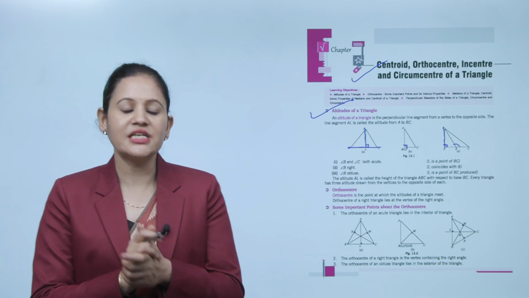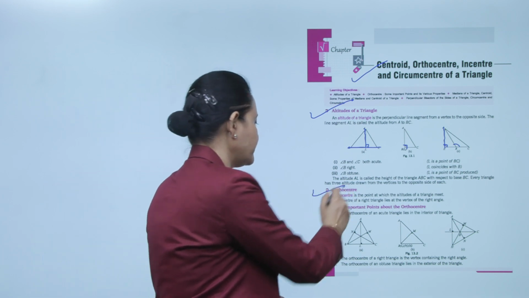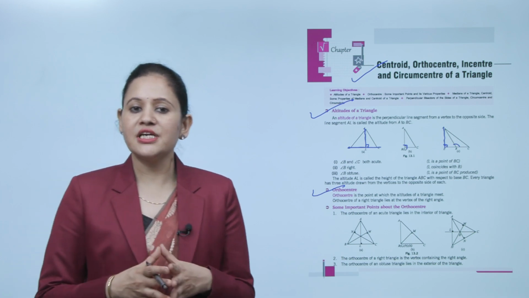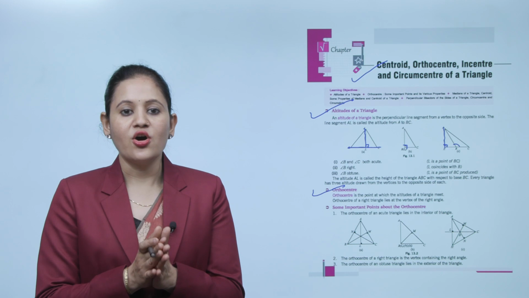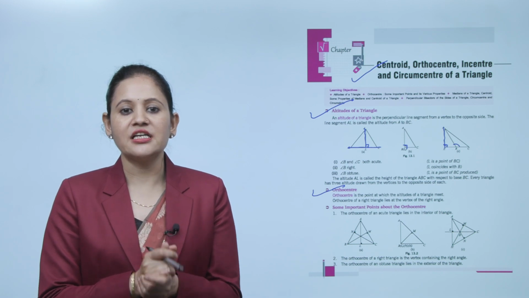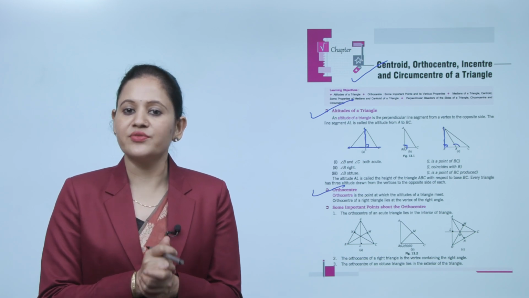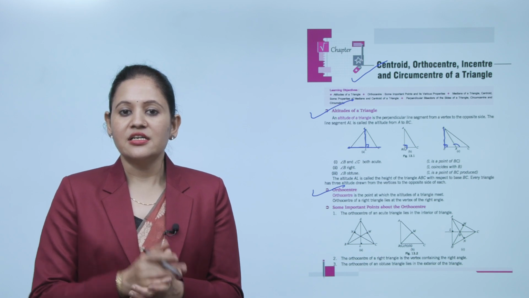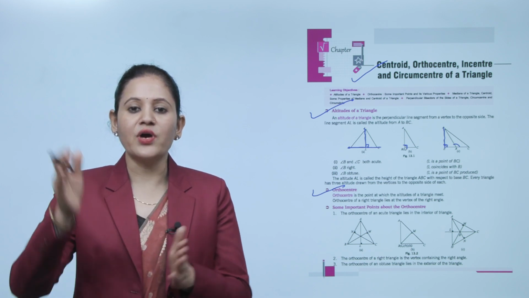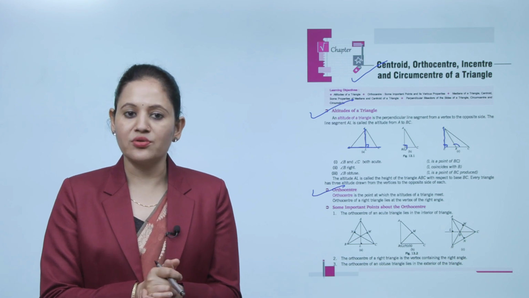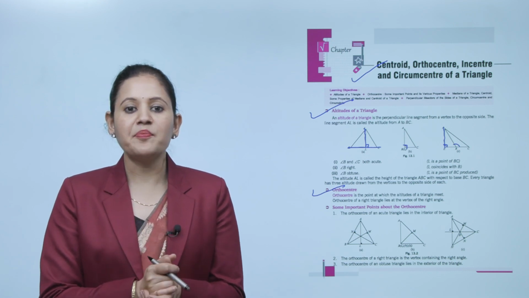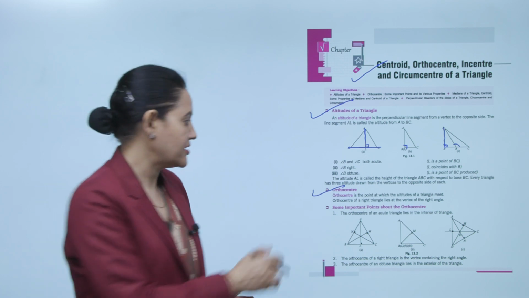Next is orthocentre. Orthocentre is the point at which the altitudes of the triangle meet. Orthocentre of a right triangle lies at the vertex of the right angle. Whenever we draw the altitudes, the point where all the three altitudes meet is known as the orthocentre. Some important points about the orthocentre.